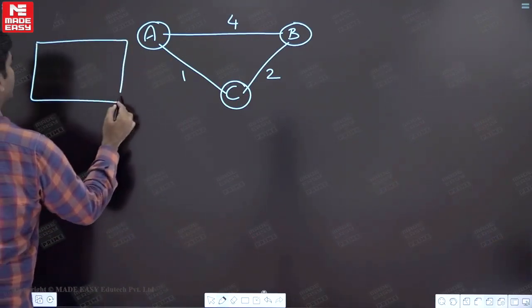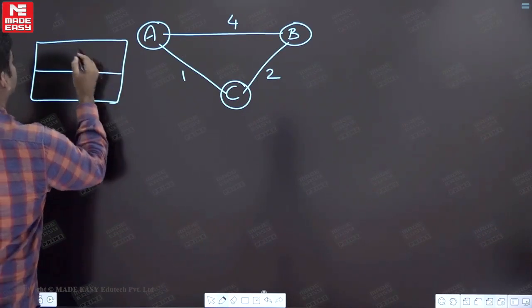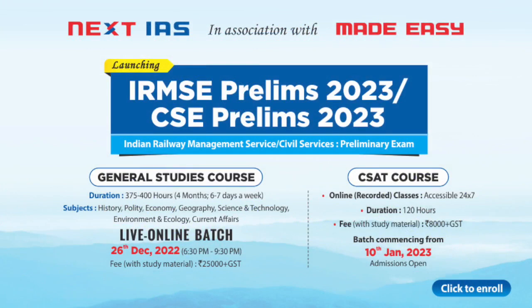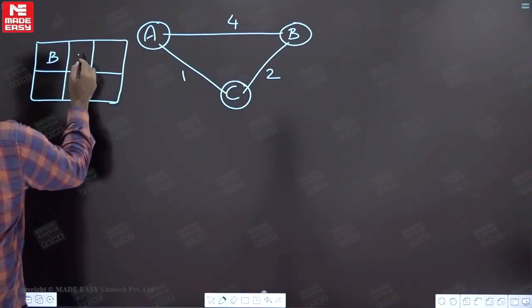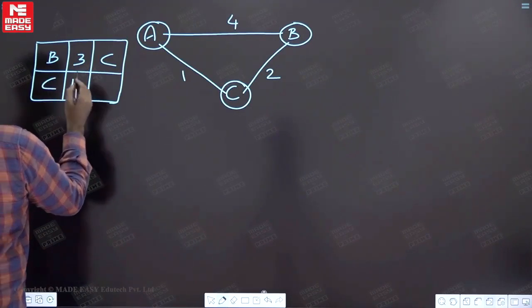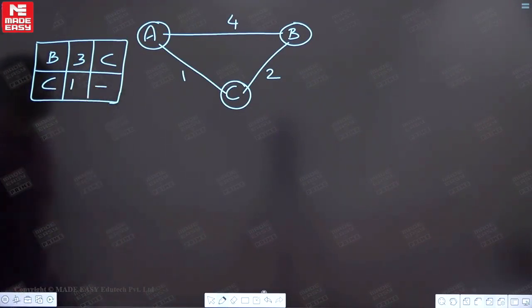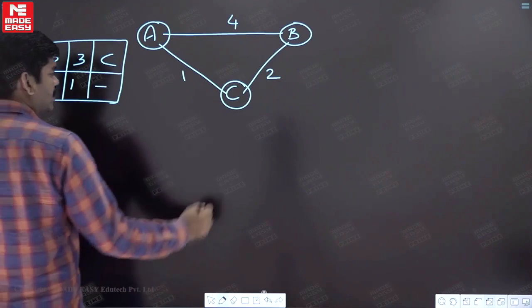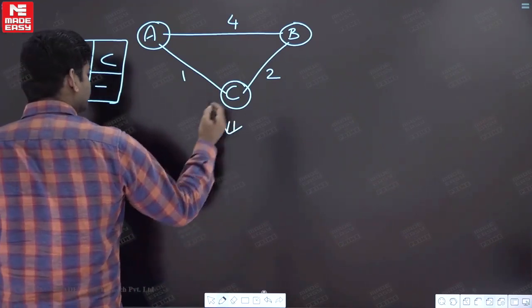Then what is the table of router A? Okay, what is the table of router A? So A to B, how many units? It is 3 units via which path? C. And A to C, how many units? 1. And there is no mediator, so it is dashed. Okay, understand?